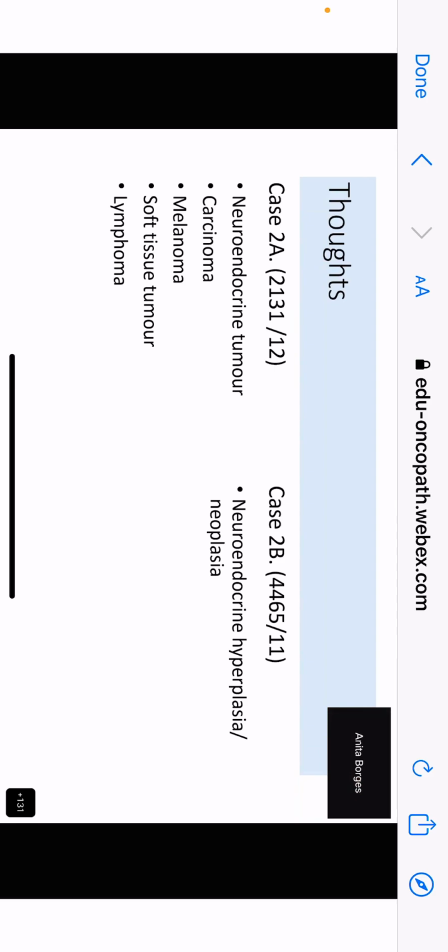Yes, ma'am. What else? Nothing? Neuroendocrine tumor can also. Neuroendocrine tumor, very good, can occur in the submucosa. Anything else? Unlikely that carcinoma and melanoma will occur in the submucosa. Right? What about soft tissue tumor? Or there are no soft tissue tumors that can occur in the submucosa?